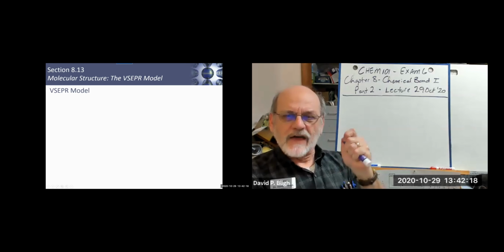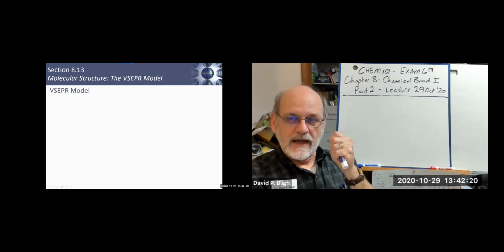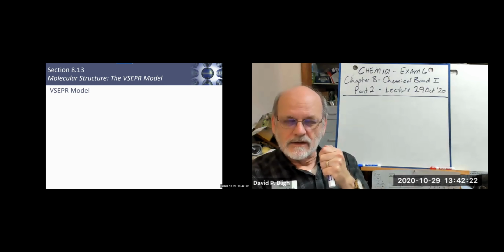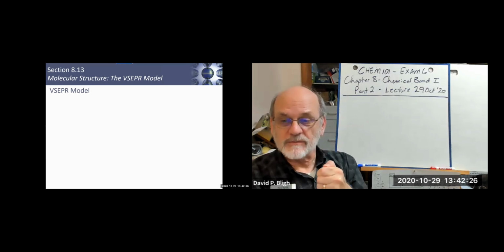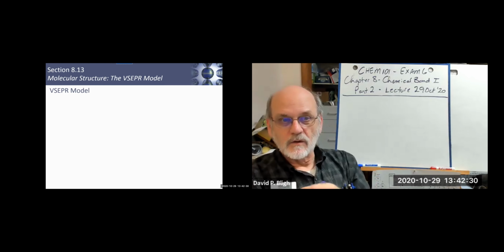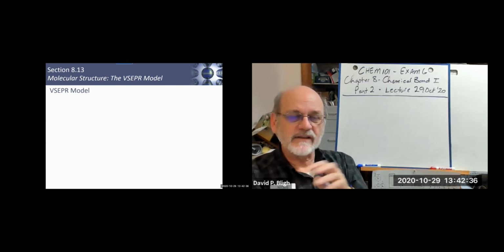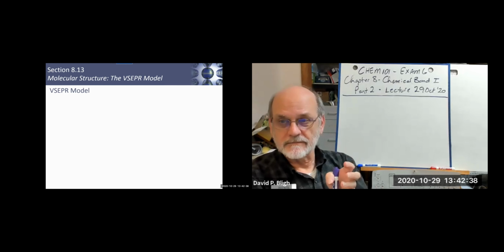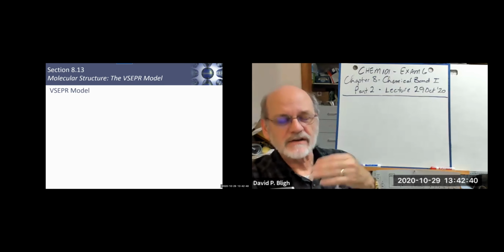Okay, so now that we have the Lewis dot structure, how can we use that to give us information about the geometry of the molecule? We use this model, which is part of the localized electron model, actually it's part of the valence bond theory, excuse me.